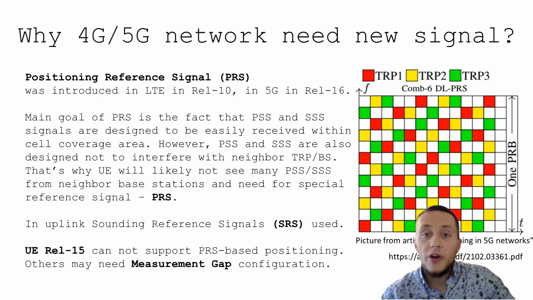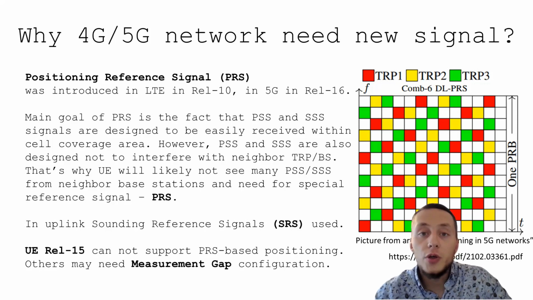The thing is that we already have the PSS and SSS signals, which are broadcast in the network, and potentially they can be used for positioning cases. But they are designed in a very specific way: they are designed not to interfere with each other, with neighbor cells, neighbor base stations. We cannot use them, because we want to receive signals from multiple base stations, and that's why a special signal, the PRS, is introduced. In uplink, we can reuse sounding reference signals for that purpose. And as I said before, very probably user equipment of release 15 does not support PRS-based positioning, because that technique was described in release 16 of 5G.